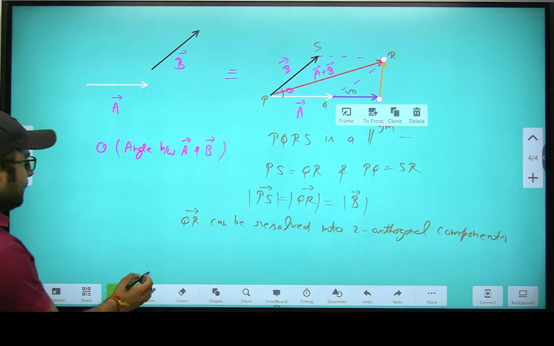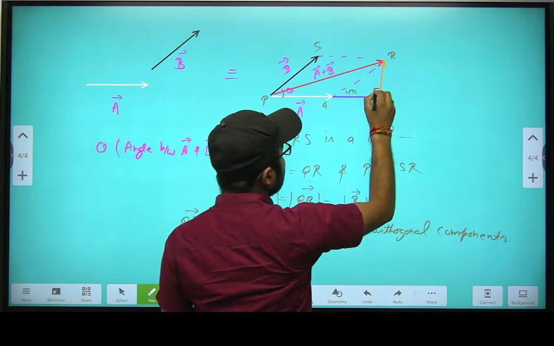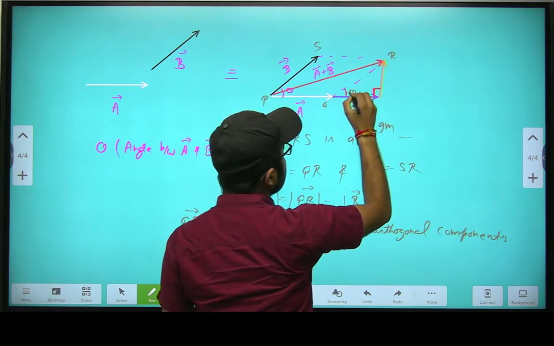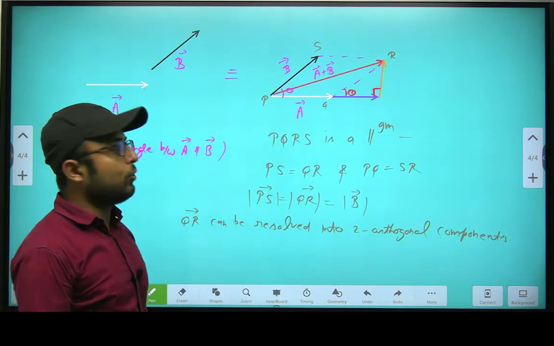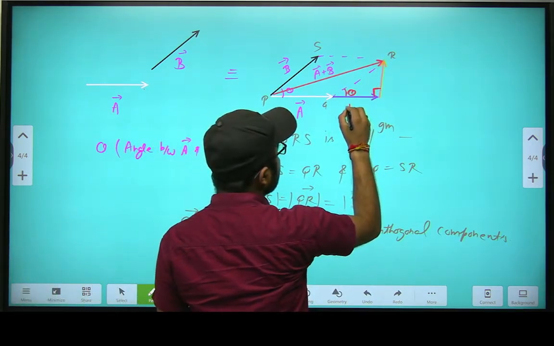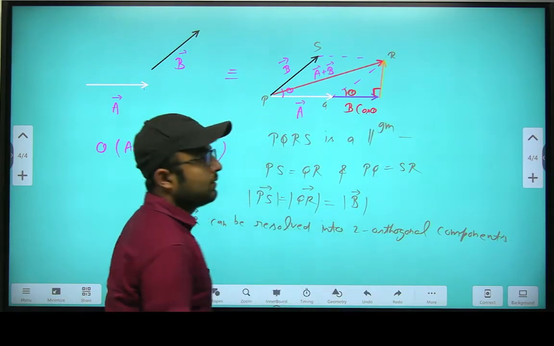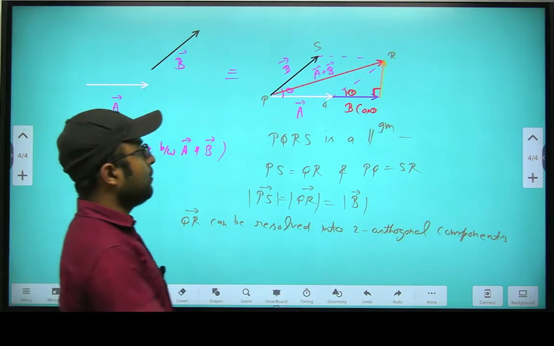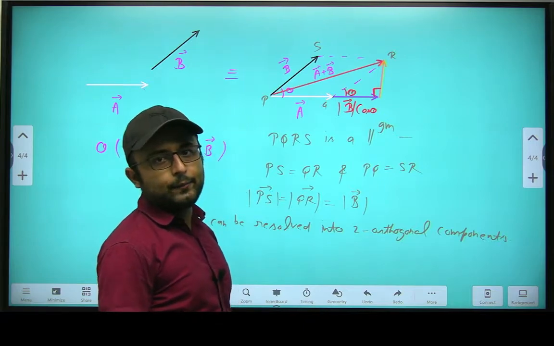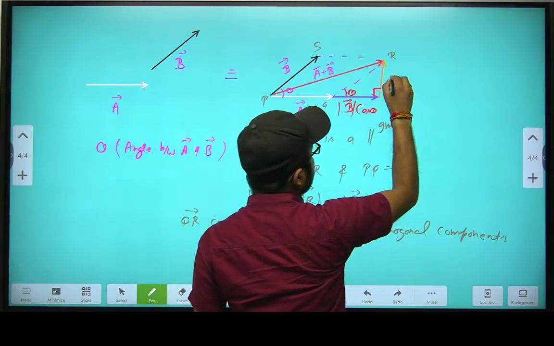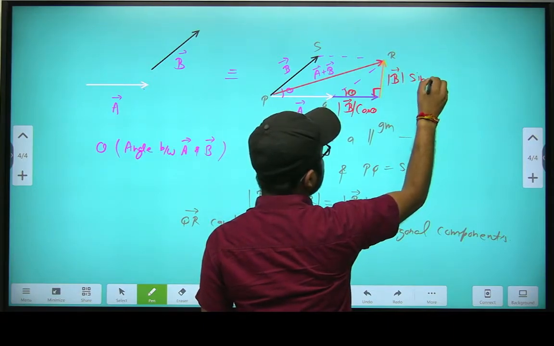Now if we say this angle is theta, this B vector can be resolved into two components. This horizontal component can be written as mod B cos theta. I have not taken mod, I have removed the vector sign, and we can take this vertical component as mod B into sin theta.